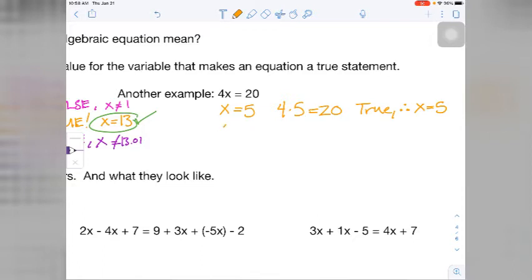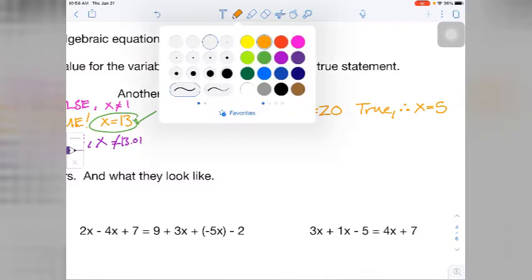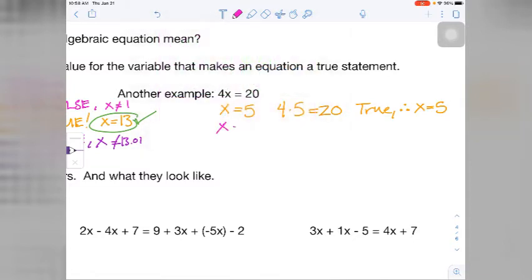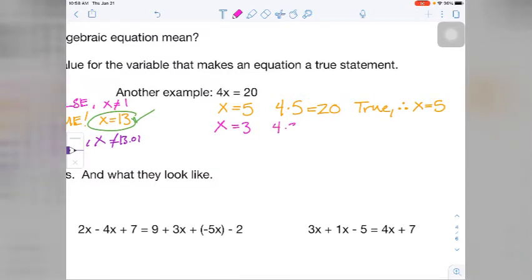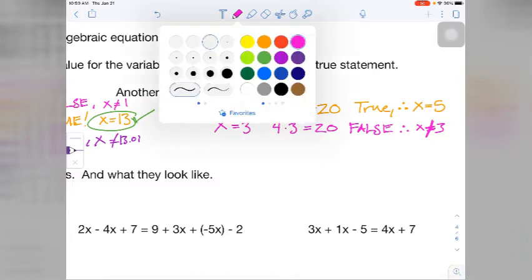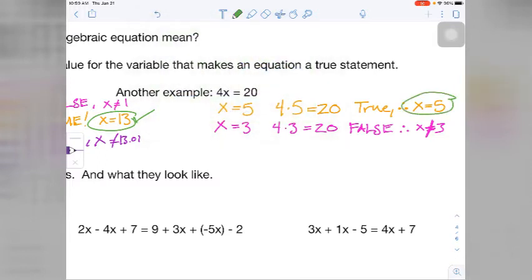And if I was to try other numbers, let's go back to some of our false colors here, like pink. If x was equal to 3, then does 4 times 3 equal 20? This is false. 4 times 3 equals 12. It does not equal 20. So therefore, x cannot equal 3. The little slash through means it's not equal to 3. There's no way. So when I'm circling my answer, that's my correct answer.